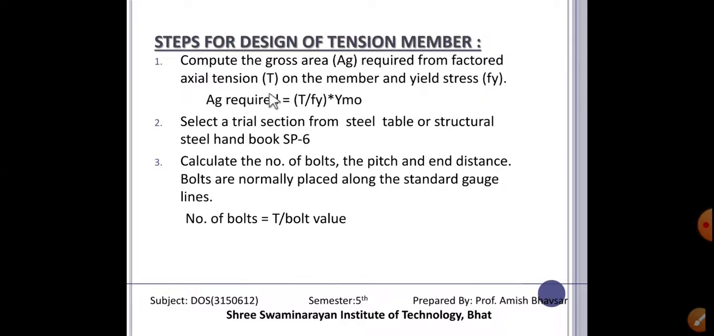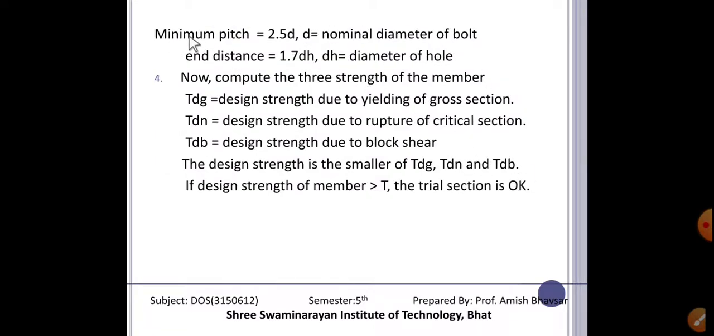Now from this area we are going to select the section from the steel table or else SP6. After selecting that section, compute the number of bolts and pitch and end distance. Bolts are normally placed along the standard gauge lines. So number of bolts is equal to T upon bolt value, that is also calculated by us in our previous lecture. Now from that we can get the minimum pitch, the diameter, end distance and all those things.